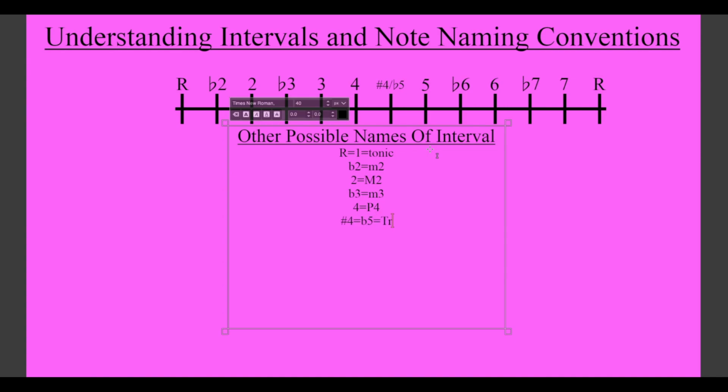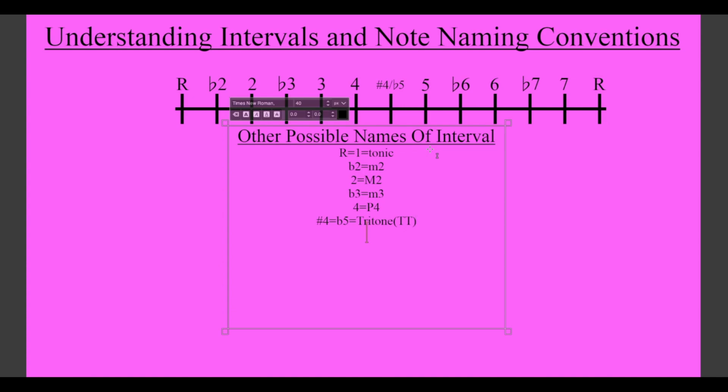I guess I'll spell it out entirely, but you might see it just written TT on some things, tritone. This is the perfect halfway point. We've gone 6 notes, we gotta go 6 more to get back to the start again. This is also sometimes called the devil's interval because it sounds quite dissonant with the root.